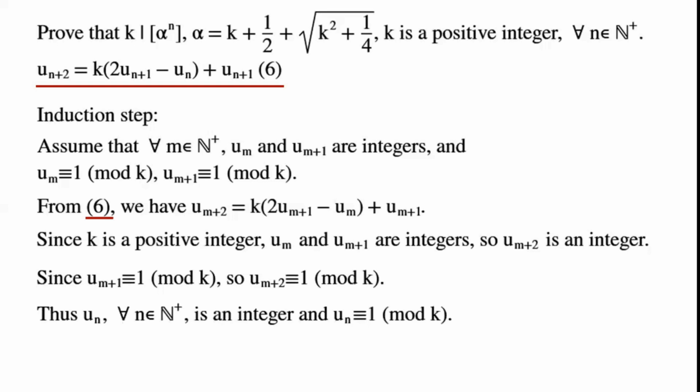Thus, un for all n in the set of positive integers is an integer and is congruent to 1 mod k. Hence, the integral part of alpha to the power of n for all n in the set of positive integers is divisible by k. The proof is now complete.